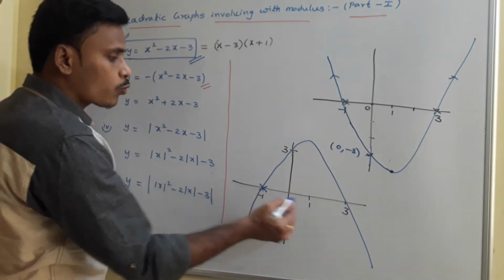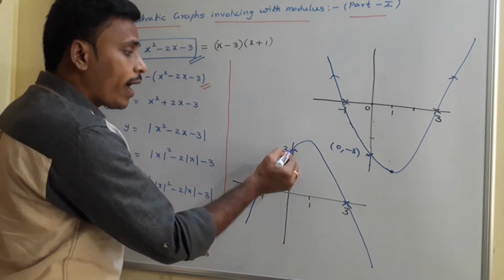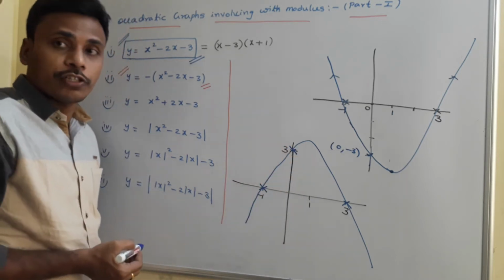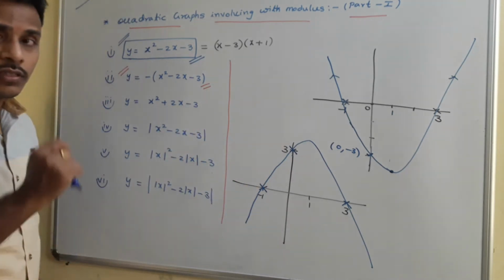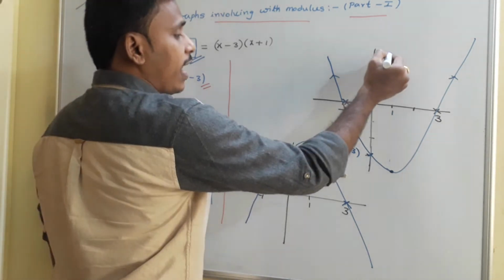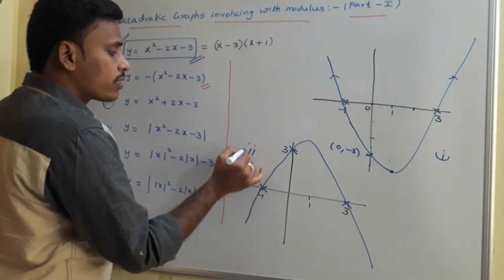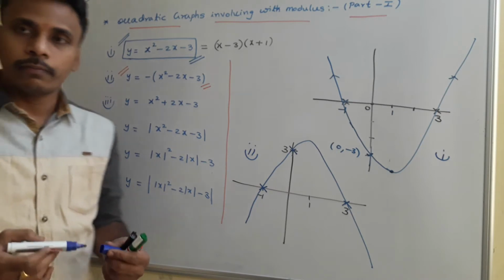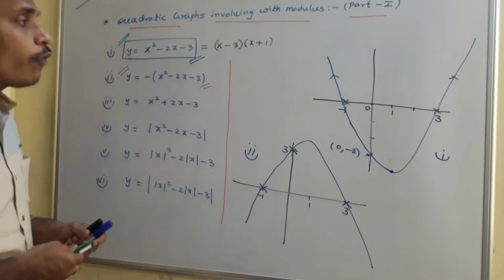So the roots minus 1 and 3 won't change, but the point where it intersects the y-axis will change. Here it is 0 comma minus 3 and here it is 0 comma 3. Just observe it. This is the graph of the first expression and this is the graph of the second expression. And now the next thing is the graph of the third expression.